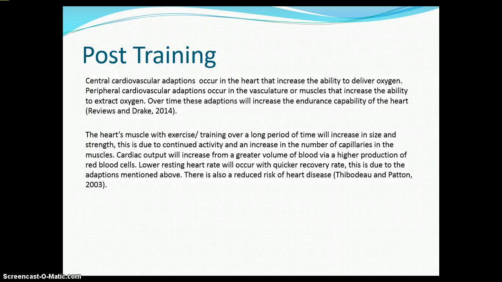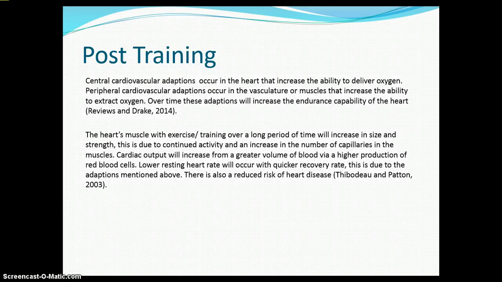Post-training, central cardiovascular adaptations occur in the heart that increase the ability to deliver oxygen. Peripheral cardiovascular adaptations occur in the vasculature or muscles that increase the ability to extract oxygen. Over time, these adaptations will increase the endurance capability of the heart.